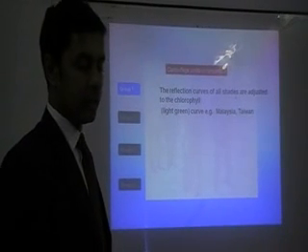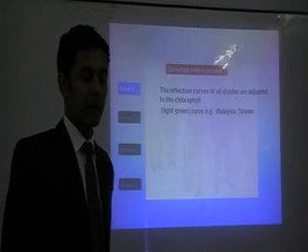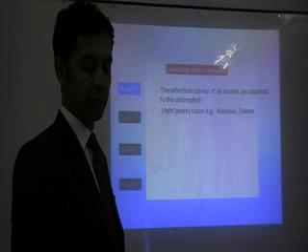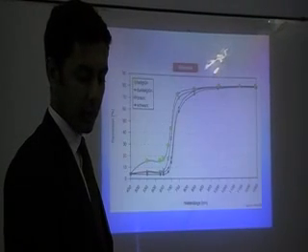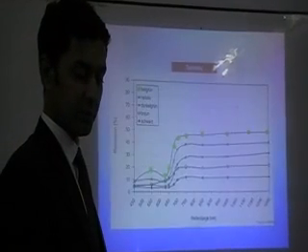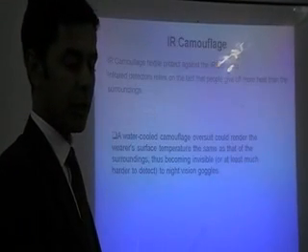Now, this is the camouflage prints in comparison. Reflection curves of all shades are adjusted to the chlorophyll, light green curve for Malaysia and Taiwan. This is for Malaysia, for United States, for Germany, for Switzerland.